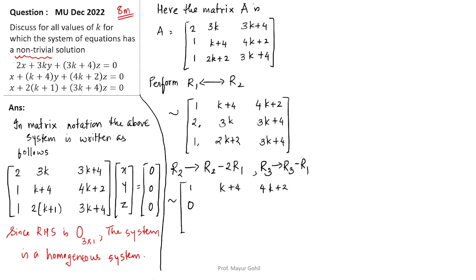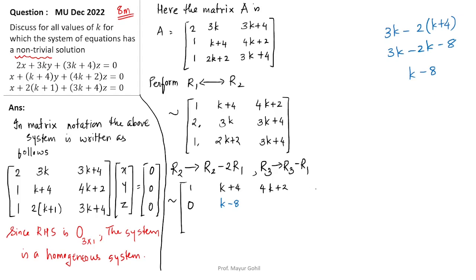Now 3k minus 2 times k plus 4. I'll just do this in rough over here. So it is 3k minus 2 times k plus 4, that is 3k minus 2k minus 8. So this is k minus 8 is the answer here. Okay, so this is k minus 8.